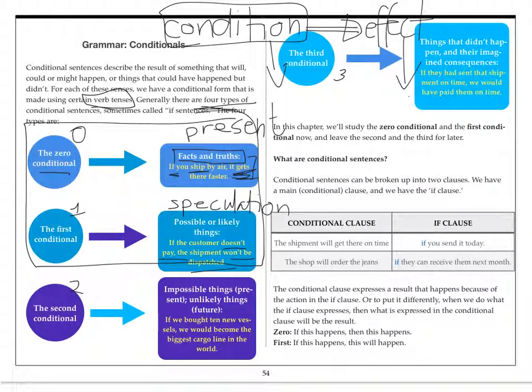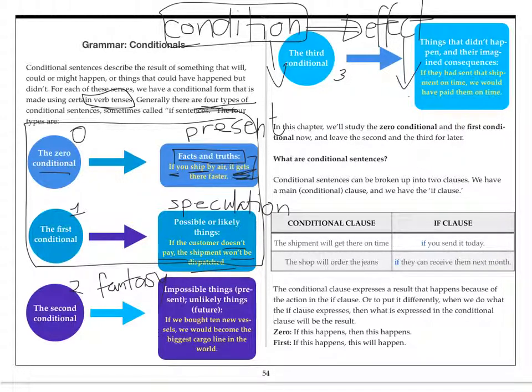The second conditional we use to talk about impossible things, right? Or unlikely things. If we bought 10 new vessels, we would become the biggest cargo line in the world, right? This is the kind of, if I won the lottery, I would buy myself a Ferrari, right? It's stuff that we see as very unlikely. This is what we use to fantasize and to dream, right? So often we use it to talk about things that are fantasy.